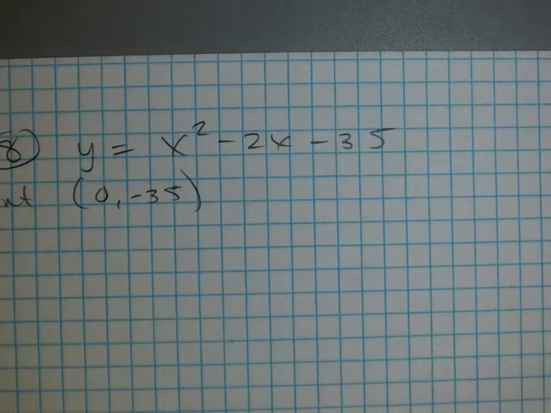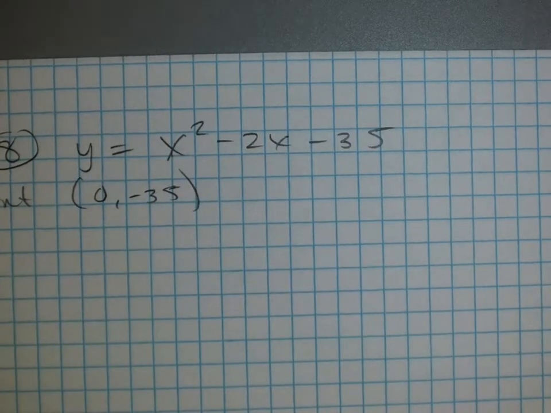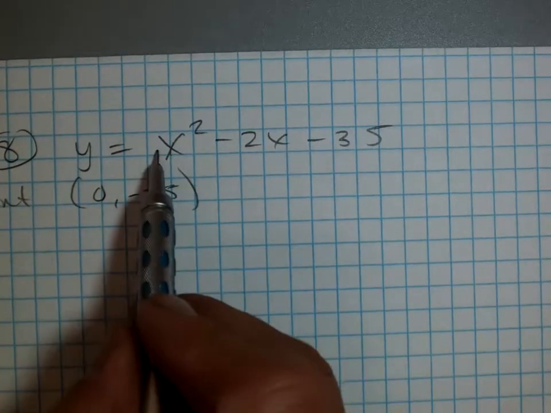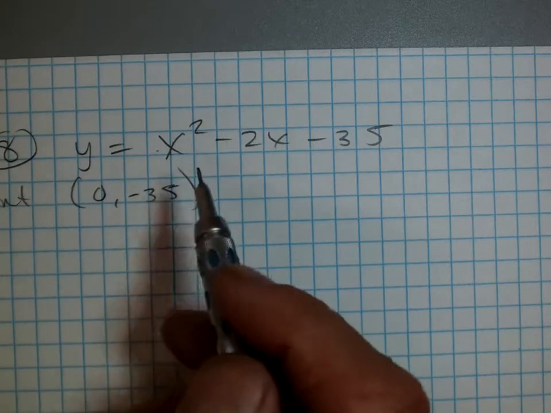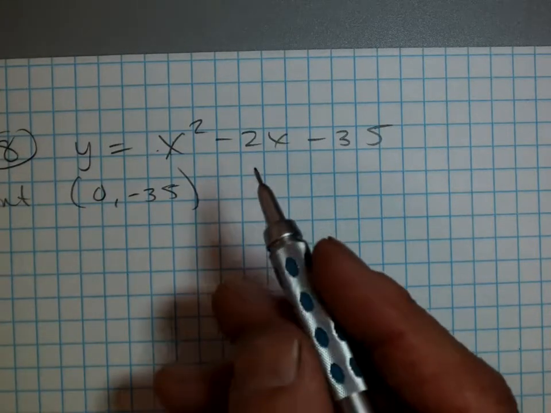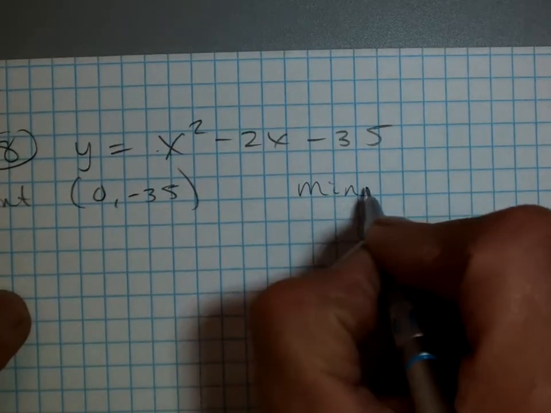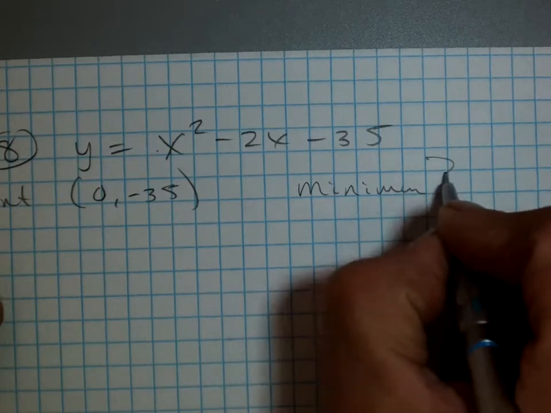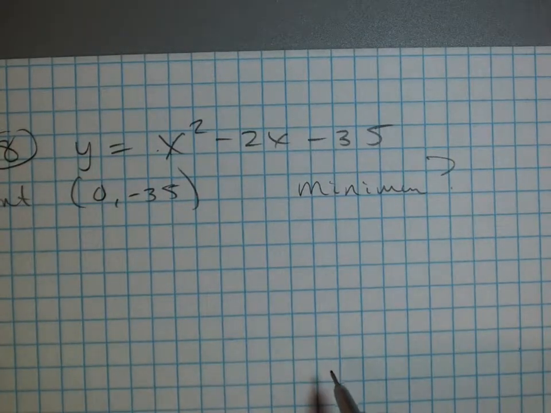Okay, what's another feature that we might know? It's going to be a parabola. Is it a smiley face or a frowny face? It's a smiley face because a is positive. Okay, so that means we're going to have a minimum, right? So if we're going to have a minimum, what's our minimum? How do we find our minimum? Well, our minimum is going to be our vertex.